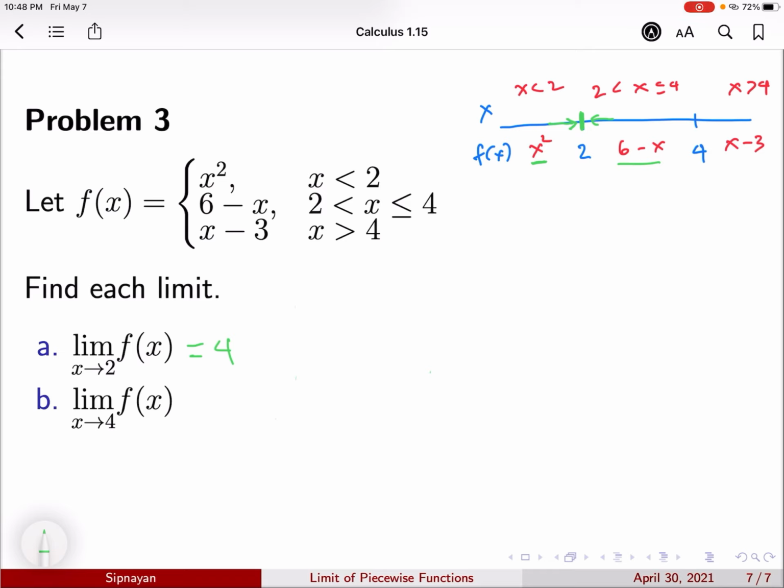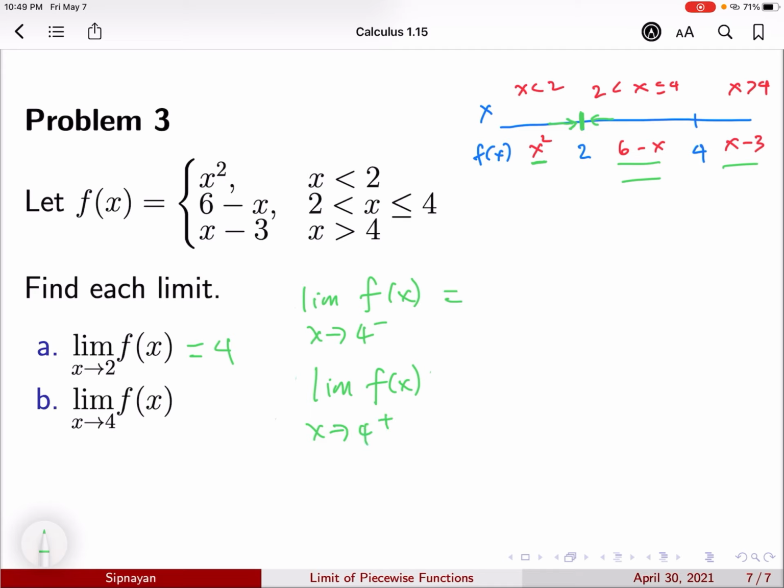Paano naman yung pangalawa? What is the limit of f of x as x approaches 4? Ganon din, kukunin din natin yung left hand at right hand limit kasi magkaiba yung expression, no? Yung greater than 4 at yung less than 4. So, we have to find the limit of f of x as x approaches 4 from the left at the limit of f of x as x approaches 4 from the right.